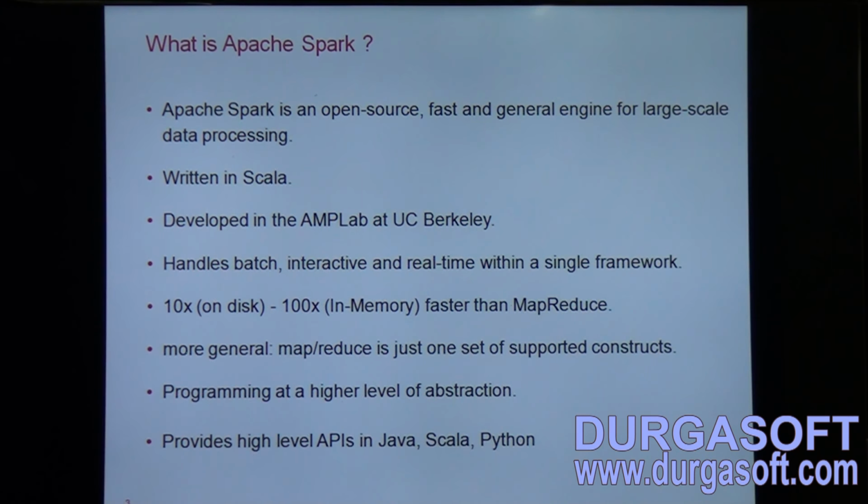Apache Spark is an open source, fast and general engine for large scale data processing. For data processing we have MapReduce in the Hadoop system. So why do we need Apache Spark? In some cases, whatever data we process using MapReduce is a kind of batch processing.